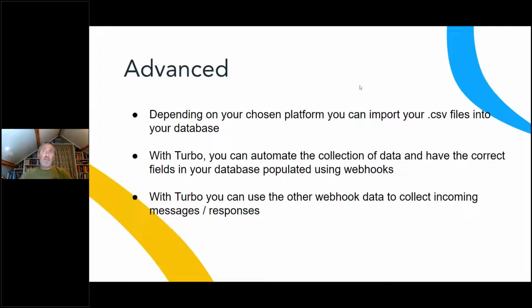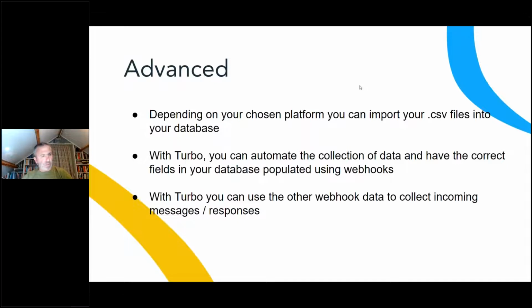But with Turbo, you can automate the collection of that data and have all the correct fields in your database populated using webhooks in real time. So remember that when you're doing the activities through Pro, or you're doing the download data, it's always looking at the history. With Turbo, you can do it in real time and have the webhook data just populate your database in real time.